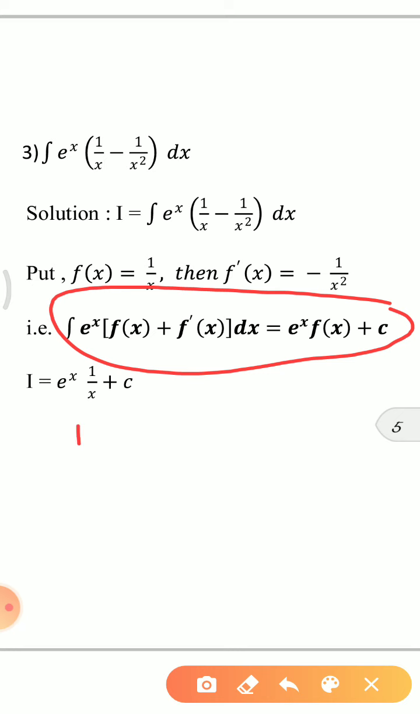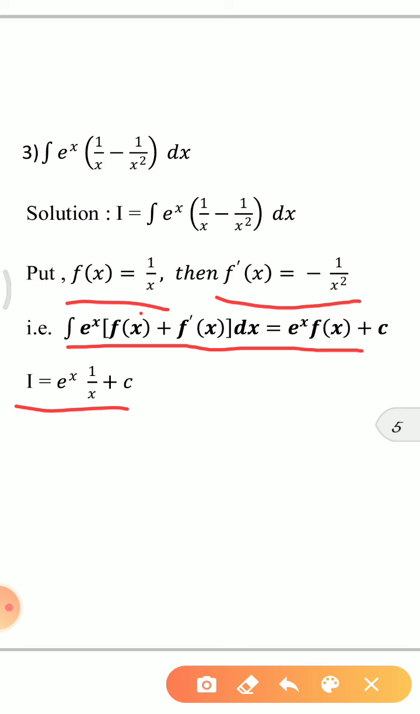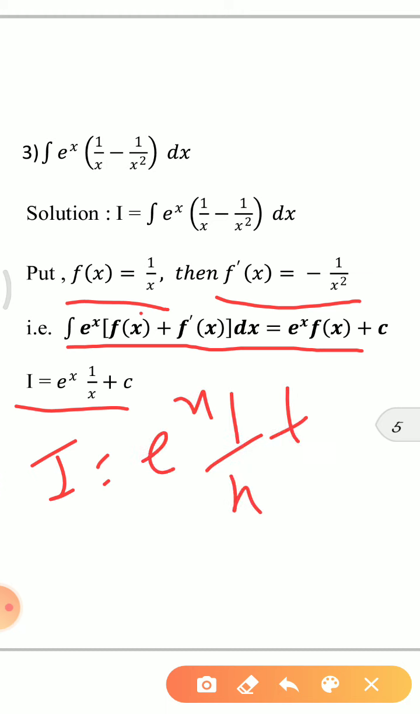And now the derivative of 1 by x is minus 1 upon x square. Let us see here, put f of x is equal to 1 by x, and the derivative of 1 by x is minus 1 upon x square. That means integration of e raised to x into bracket 1 upon x, that is the f of x, minus 1 upon x square, is the f dash of x. You have to apply this type. That means the answer becomes I is equal to e raised to x f of x plus c, where f of x is 1 by x. That means I is equal to e raised to x into 1 by x plus c.